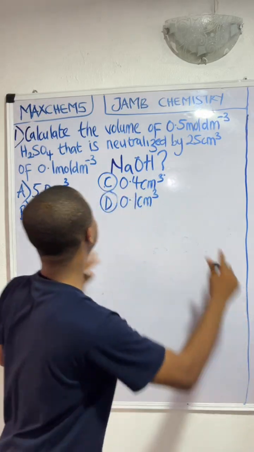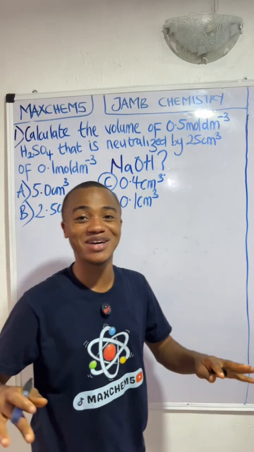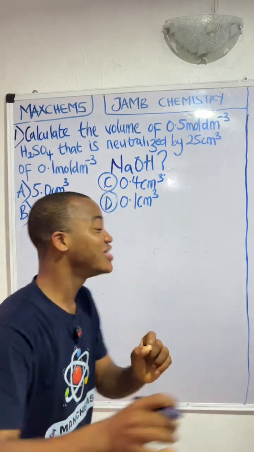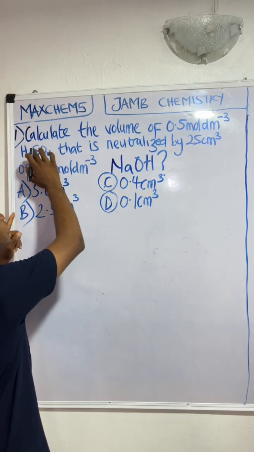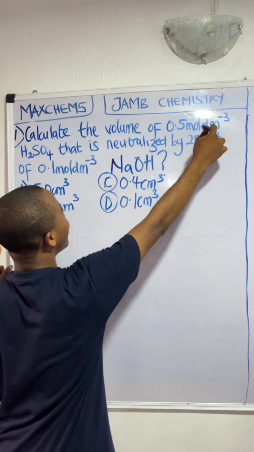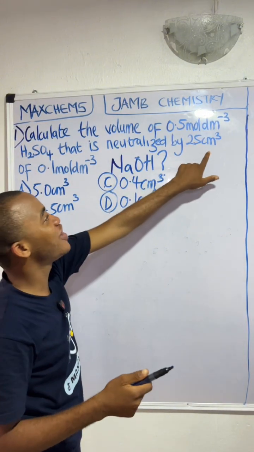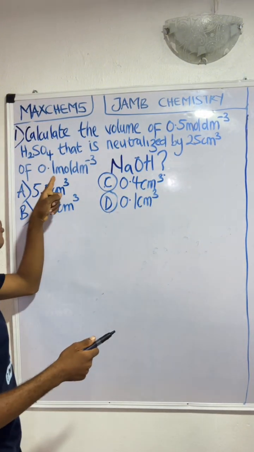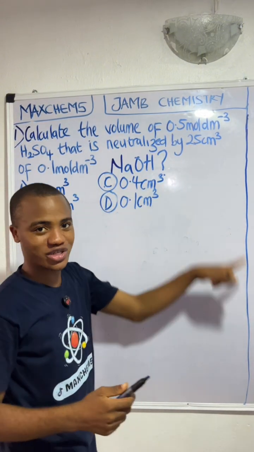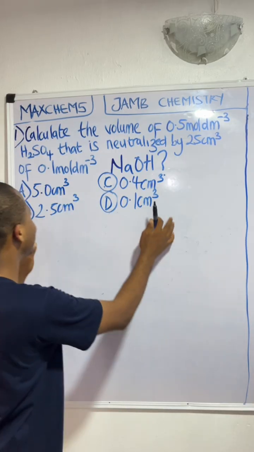Let's say you see this kind of simple question in your chemistry JAMB exam. How will you solve it? This question is the simplest I've seen so far. The question says, calculate the volume of 0.5 moles per dm cube of H2SO4 that is neutralized by 25 cm cube of 0.1 moles per dm cube sodium hydroxide. This question is simple and you can see the options.